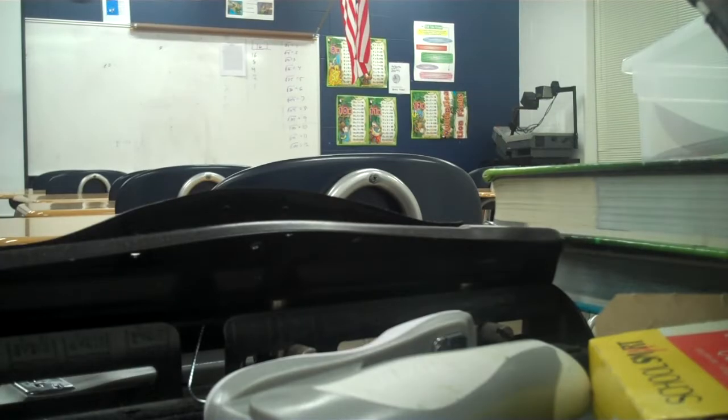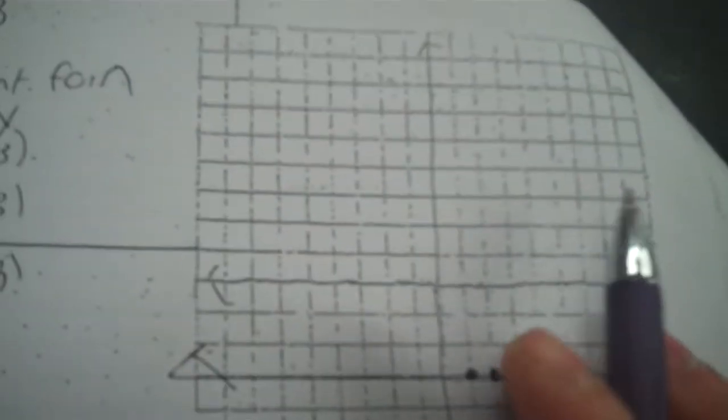So 1, negative 3, I go forward 1, down 3. Then I go back to the middle. 2, negative 3, I go forward 2, down 3. 3, negative 3, I go forward 3, down 3. Okay? And it's a straight horizontal line. And any coordinate on that line has a y value of negative 3. Okay? You are constantly at negative 3 on the y, as far as the y coordinate goes.